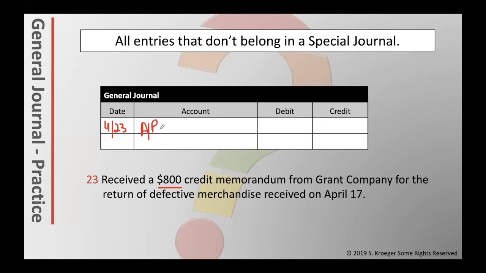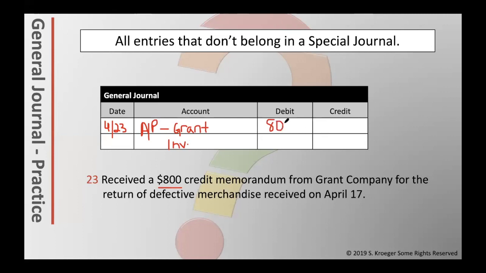Accounts payable, it was Grant Company. It's a good habit to start writing out the names of the people now, since it'll be going to the subsidiary ledger. Instead of inventory being the debit, inventory will now be the credit because we're getting rid of it. And it was for $800.